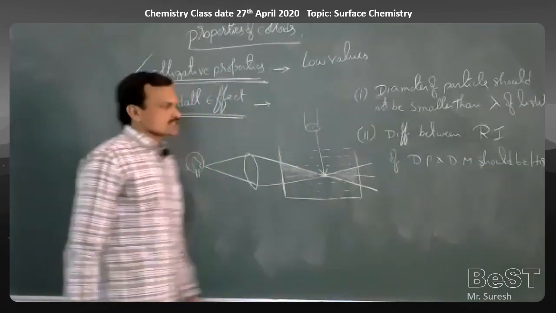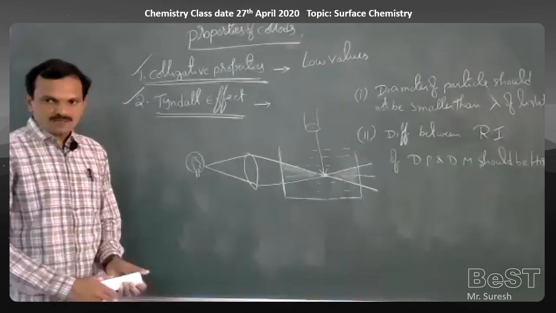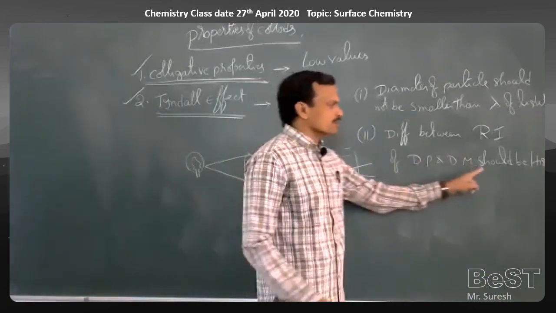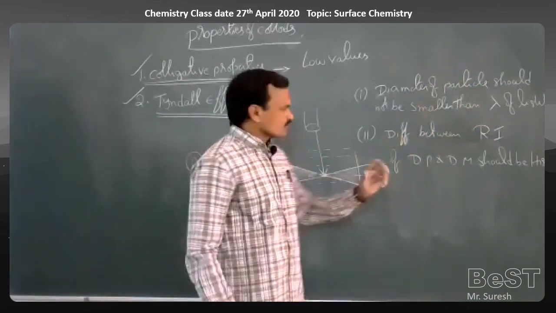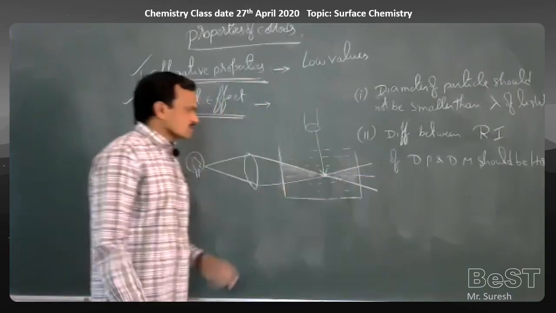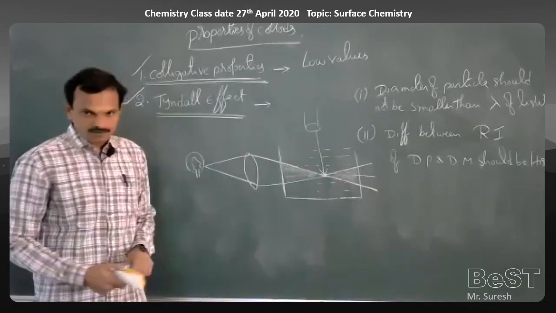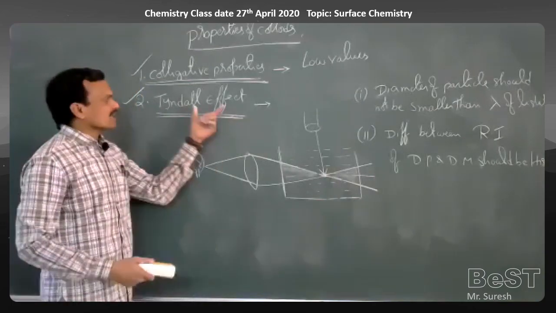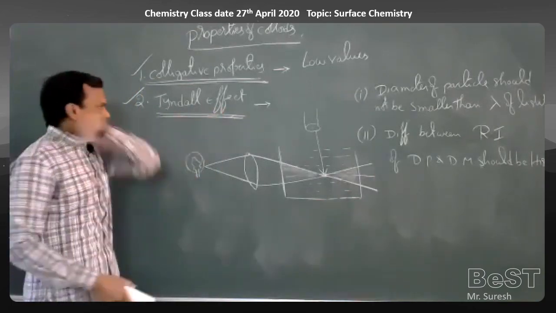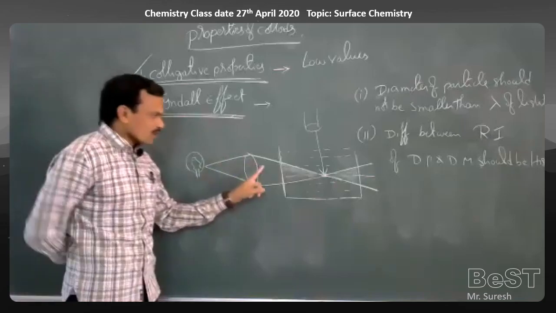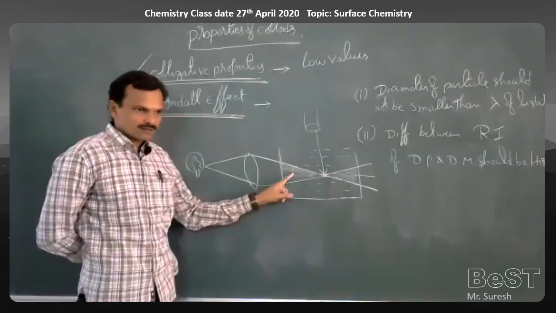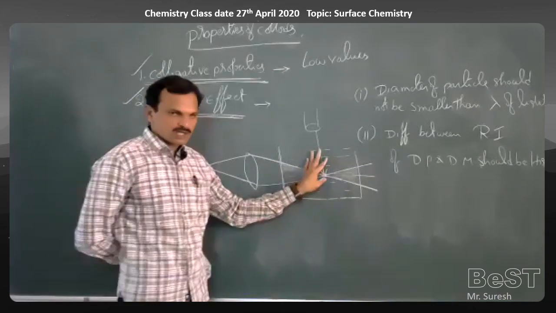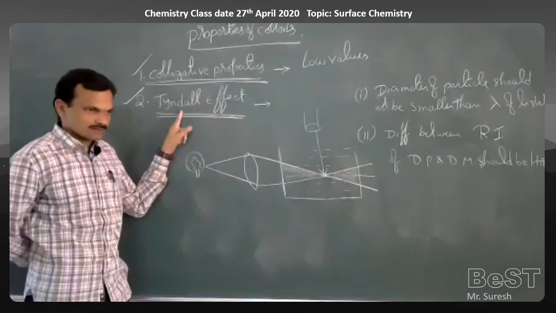This is the second condition that is required here. The difference between the refractive index of dispersed phase and dispersion medium should be more. Then the Tyndall effect will be observed more efficiently. So see once again, Tyndall effect is nothing but the process of scattering of light by the colloidal particles present in a colloidal solution.